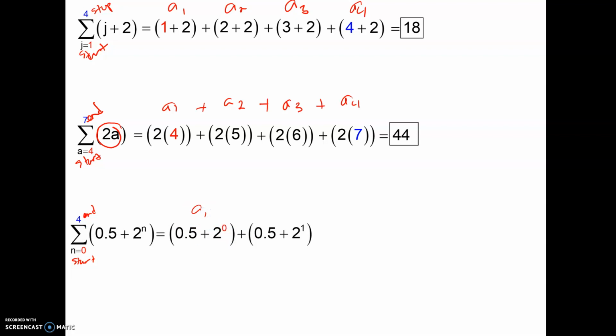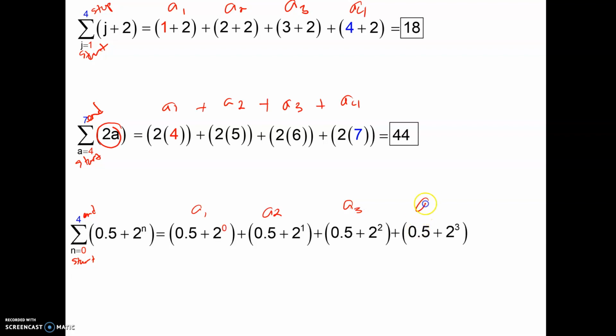Then I'm going to add that to my second term. So after 0, I have to plug in 1. So 2 to the first plus 0.5, well, that's 2.5. That's my second term. Then I have to go up to 2. So 2 squared, that's 4, plus 0.5, that's 4.5. That's a sub 3, my third term.